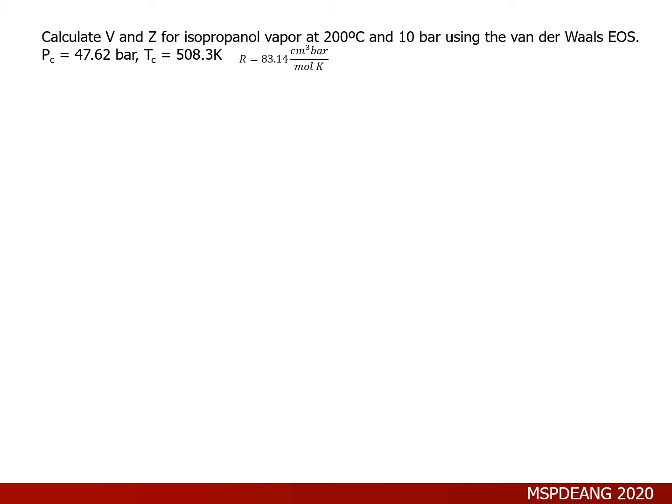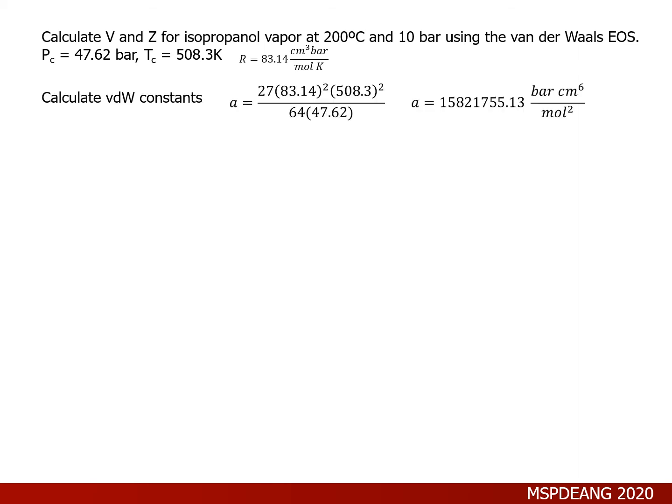You need to calculate the van der Waals constant. So A and B. Okay, so first, A is equal to 27 R squared times TC squared over 64 PC. And you can now get A to be the following value. And B is equal to 1/8 RTC over PC. So B is equal to 110.93 cm cubed per mole.